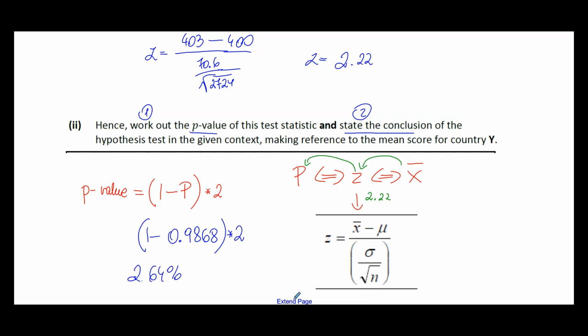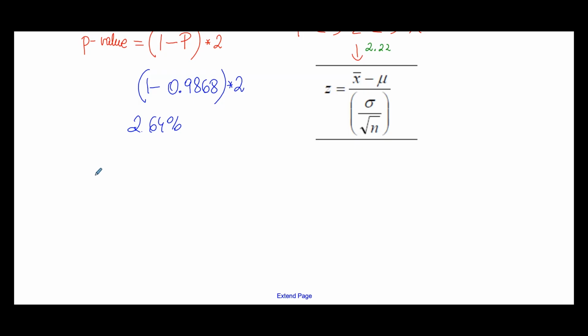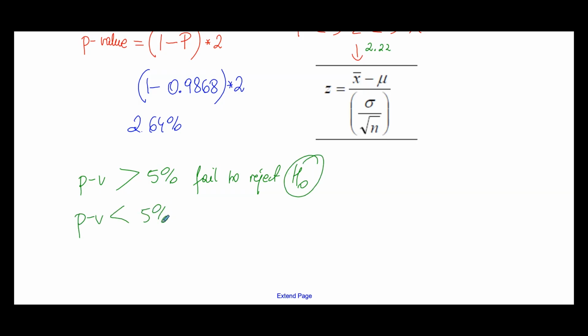2.64%. So our touchstone when it comes to the p-value, if the p-value is greater than 5%, we fail to reject. So we don't reject the null hypothesis, the null hypothesis stands. If that p-value is less than 5%, we reject the null hypothesis. Okay, so 5% is our threshold.